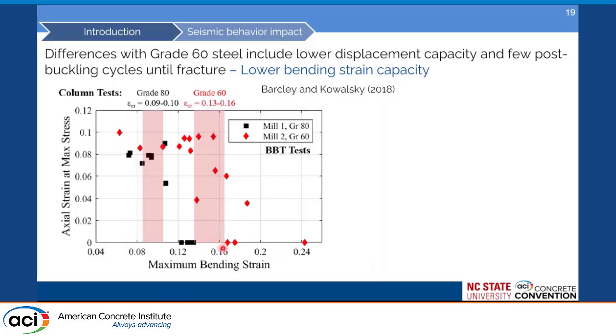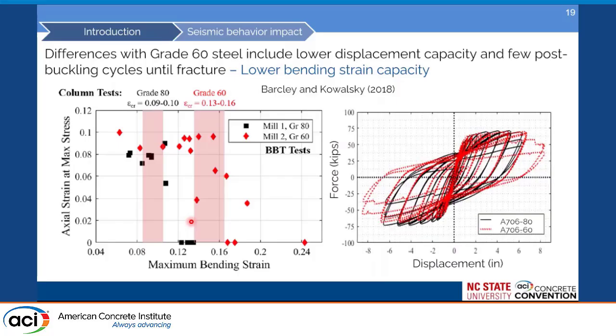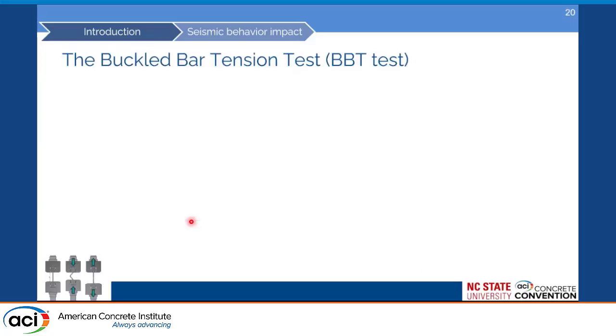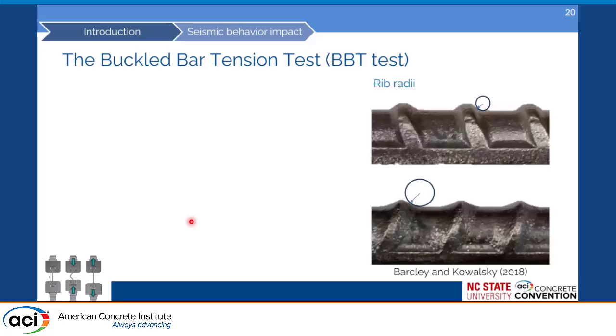And what was observed comparing grade 60 steel with grade 80 steel is that grade 60 steel had a larger bending strain capacity. That also correlates well with what was observed in the global behavior of the reinforced concrete column, given the larger displacement capacity. So this test has been used to evaluate more parameters that affect that critical bending strain, and one of those was also the geometry of the bars, the rib radii.